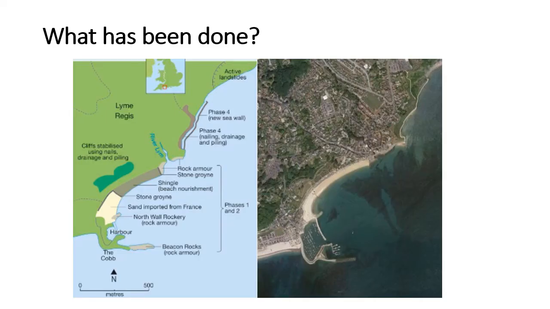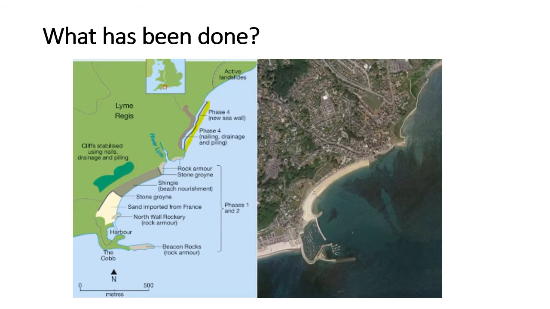So what has been done? Well, if we look on the screen here, you've got a diagram or a sketch map essentially on the left and a satellite image on the right. And you will notice certain similarities. It's the same coastline. For example, if we look up here, I'm actually going to go in reverse order.